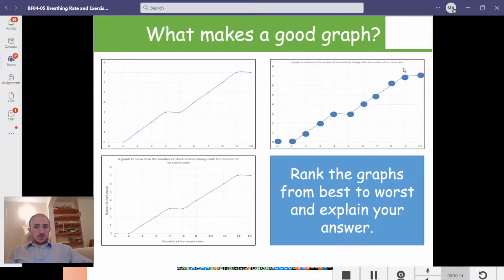Have a title. Have axis titles. Make sure the units are even, so they go up in the same amounts. And record your exercise strenuousness on the x-axis and your breathing rate on the y-axis.